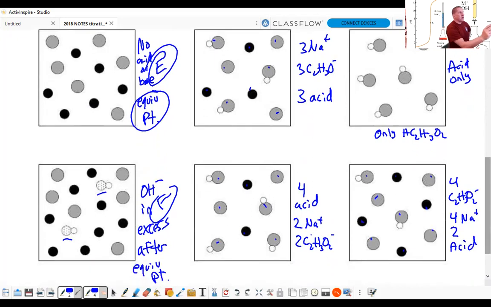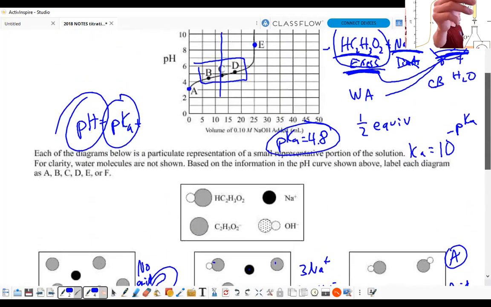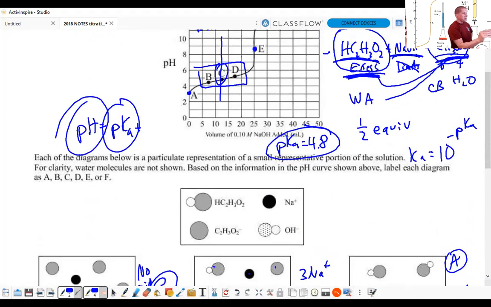So the ratio from acid to base here is 2 for the base over 4. Over here, it's 4 over 2. And in this one, it's 3 over 3. So in this one, the acid and the base are equal. So this is the half equivalence point. Letter C. So this is C.